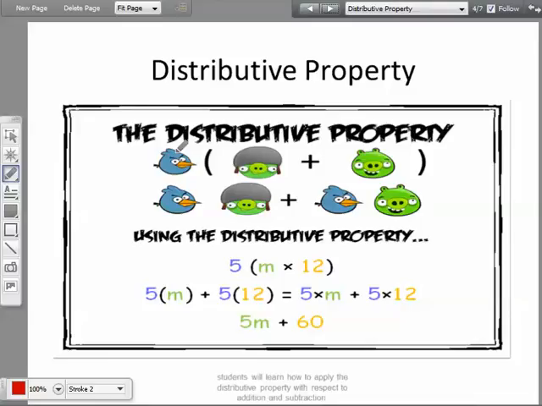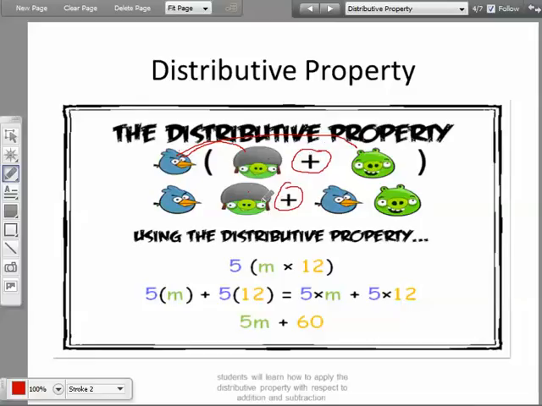Here I've got some Angry Birds description of it. So an angry bird is, you've got these parentheses here and you've got a pig with a helmet and a pig without a helmet. Okay? And they're being added together. Well, this angry bird is going to hit this pig with the helmet, plus this angry bird is going to hit this pig without the helmet. That's the distributive property. This one goes to both of the objects inside of the parentheses. The sign will remain the same, whatever sign was there.